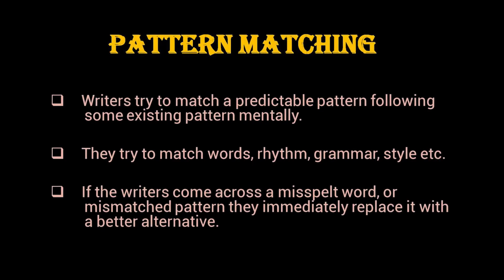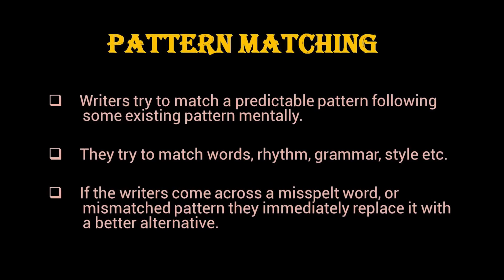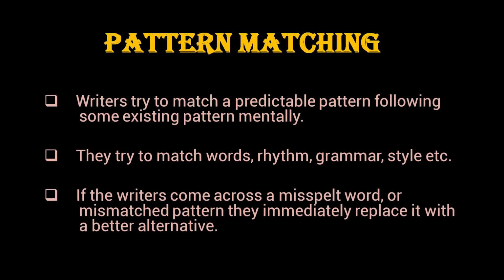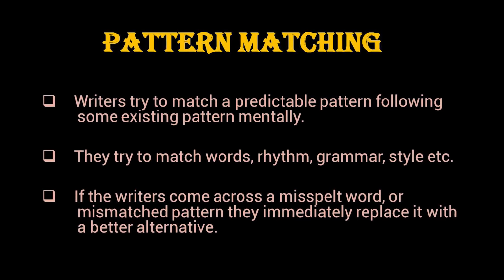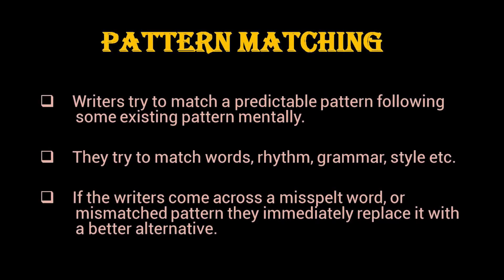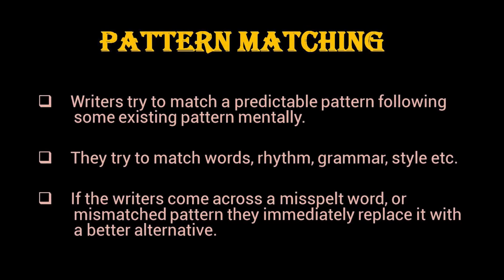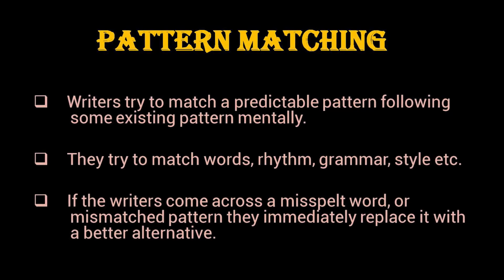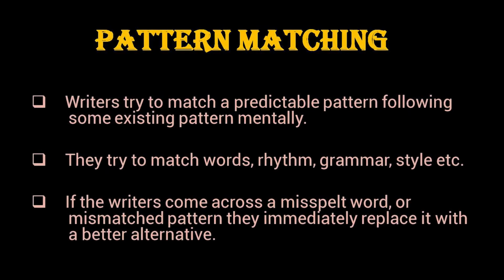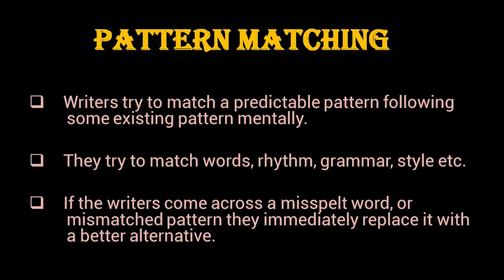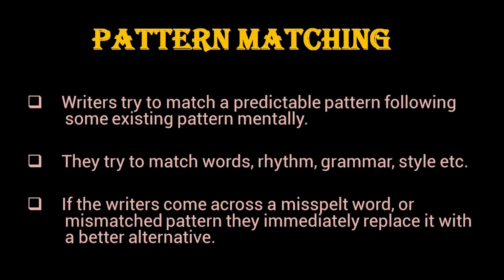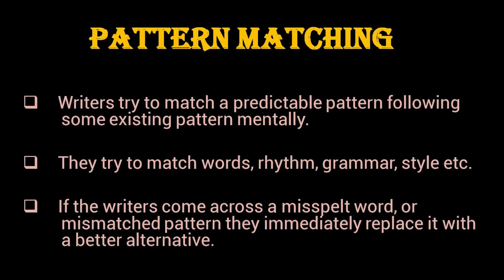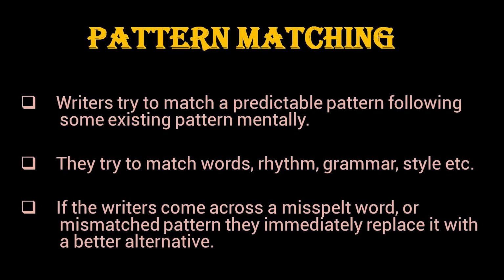This stage of revision involves some sub-stages, or better to say, processes. The first one is called pattern matching. In this step, the writers try to hang on to a predictable form or pattern for their writing, where they try to match words, rhythm, grammar, style, etc. against the existing mental pattern, which makes their text even more predictive. Here, when the writers come across a misspelt word or mismatched pattern, they immediately replace it with a better alternative.